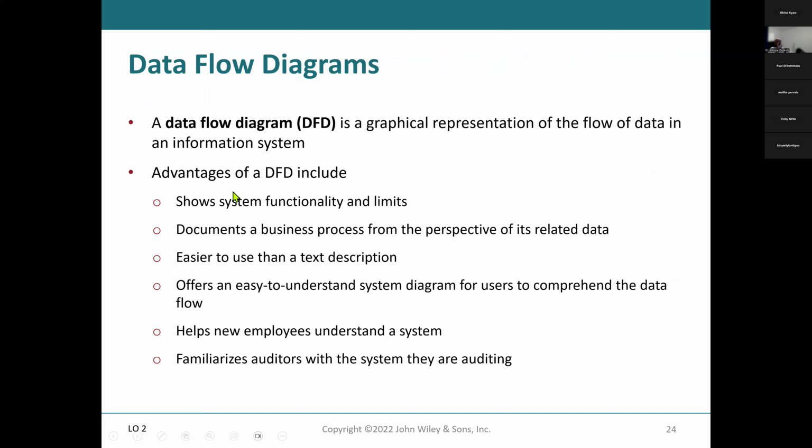Okay. So a data flow diagram is a graphical representation of the flow of data in an information system. So you just saw an example of customer order. So what are the advantages?